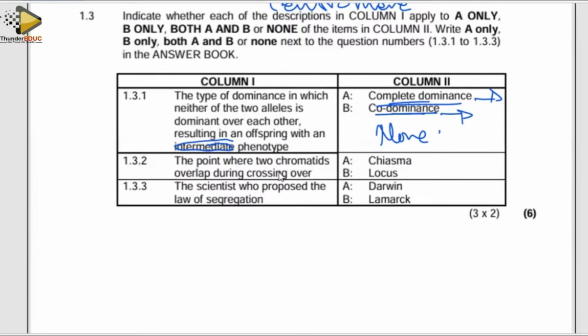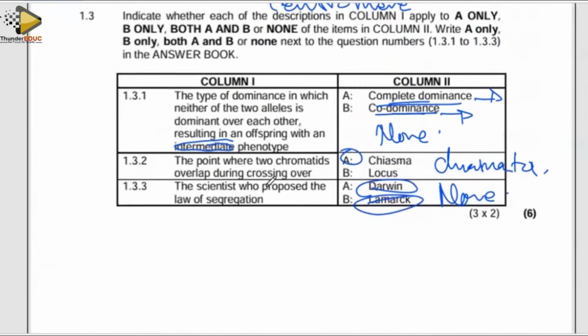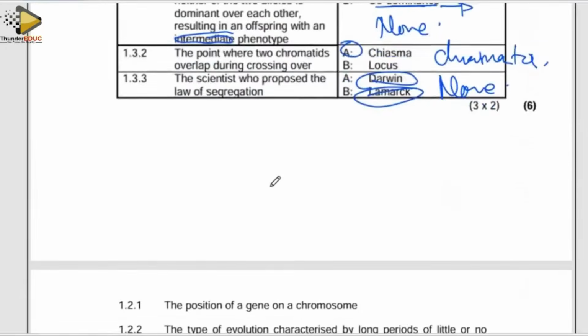The point where two chromatids overlap during crossing over, what's the answer? You forgot. The answer is chiasma, and I said if there are many, we call them chiasmata. The scientist who produced the law of segregation, what's the answer? None, because Darwinism and Lamarckism are in evolution. The one who did that is Gregor Mendel.